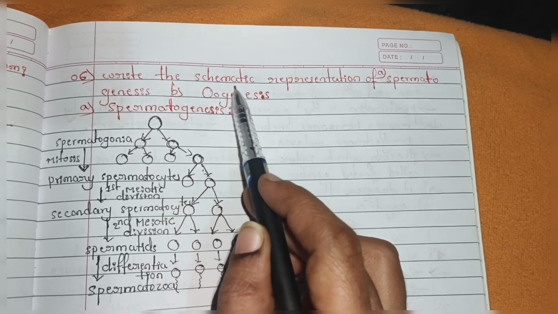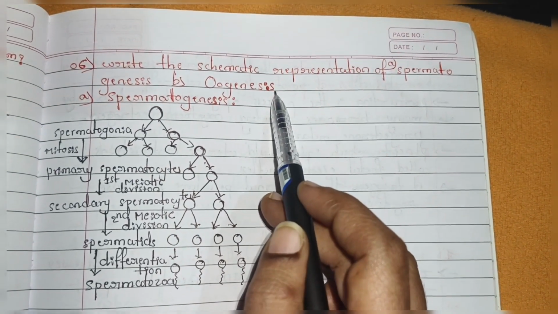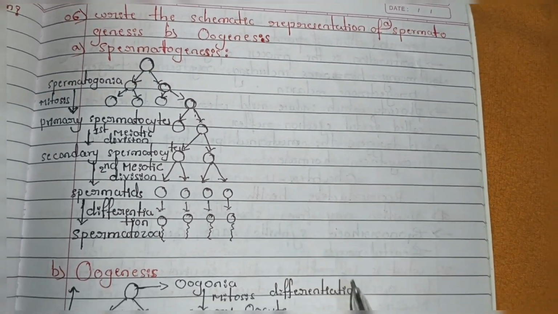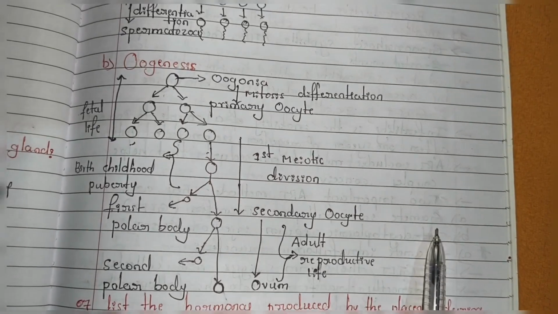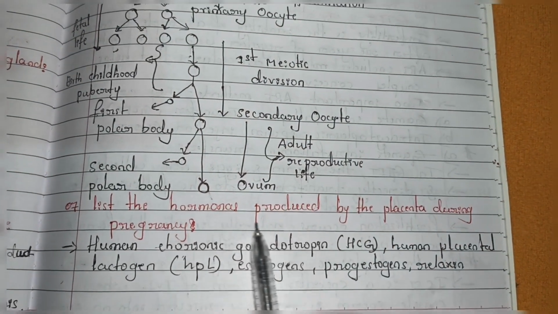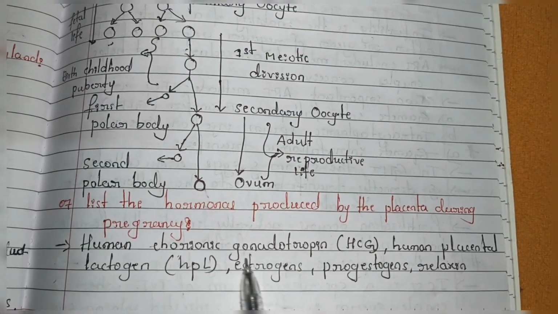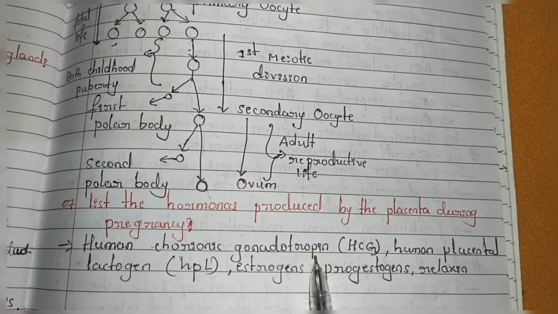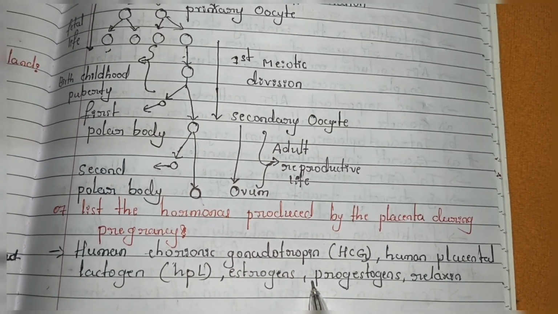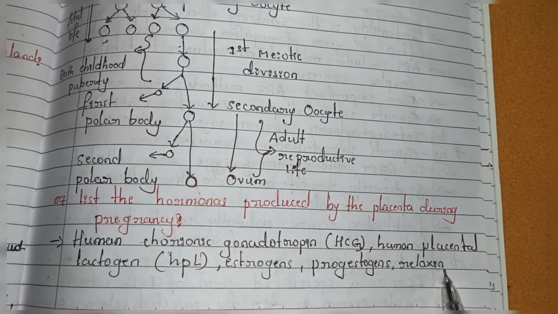The sixth question: write the schematic representation of spermatogenesis, and second, oogenesis. These are the schematic representations of spermatogenesis and oogenesis. The next question: list the hormones produced by the placenta during pregnancy. First, it produces human chorionic gonadotropin, human placental lactogen, estrogen, progesterone and relaxin. These hormones are released by the placenta during pregnancy.